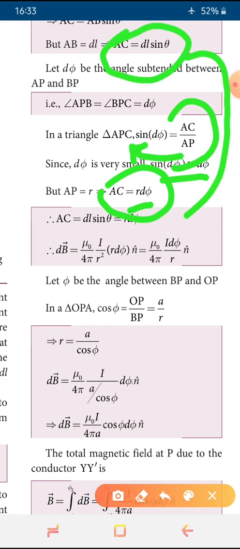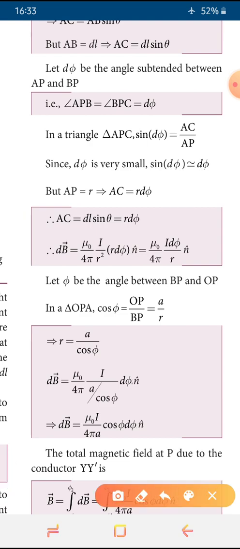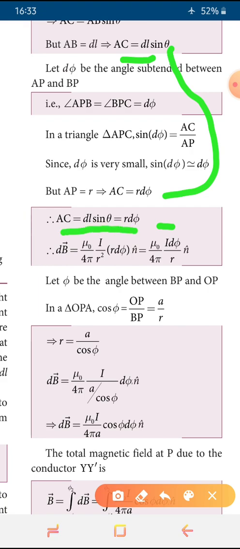Then we are comparing these two equations. After comparison we write the equation as AC is equal to dl sin theta is equal to r d phi. This equation comes after comparing these two equations: AC is equal to r d phi and here AC is equal to dl sin theta. Then we are equating the right hand side. Then we can write dl sin theta is equal to r d phi. Okay, then we are substituting this in the previous equation.